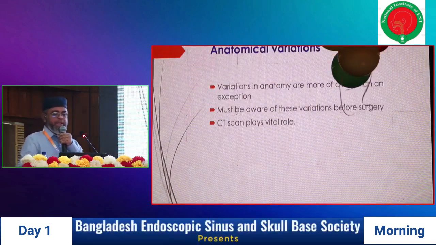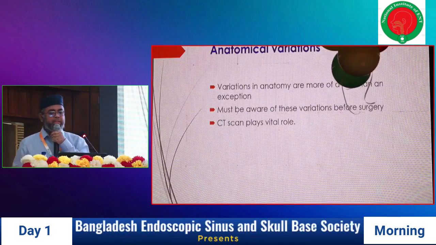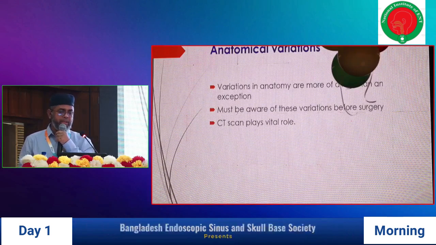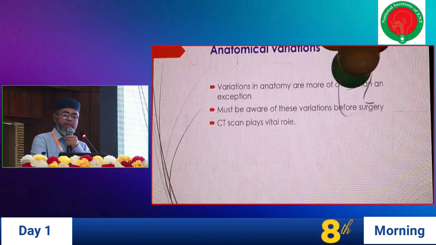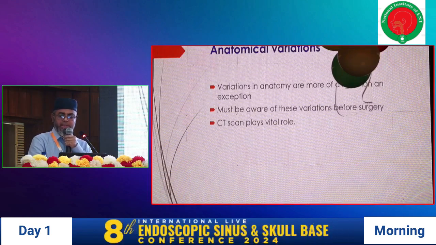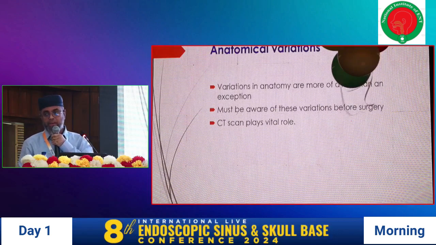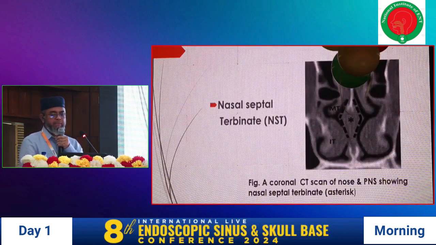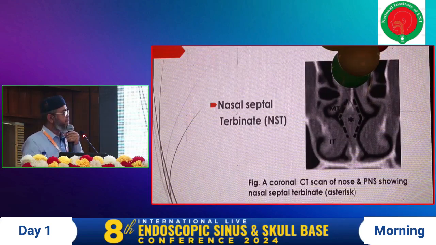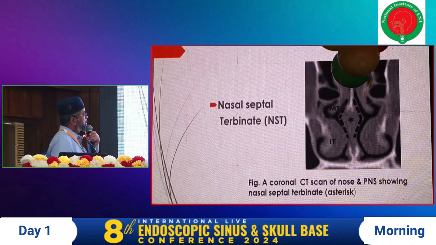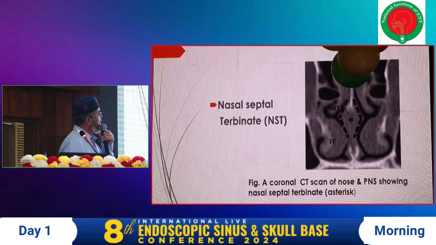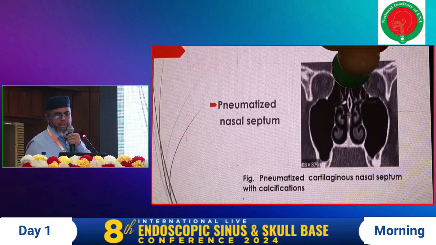Now come to the anatomical variations. Variations in anatomy are more a rule than an exception. Must be aware of these variations before surgery. CT scan plays a vital role to diagnose the variations. Nasal septal turbinate: this is a fusiform area of tissue which behaves structurally and functionally like the turbinates. This is the pneumatized nasal septum.